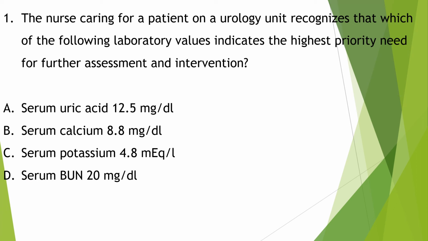Normal uric acid values for adults are in the range of 3.5 to 8 mg per dL. So values greater than 12 mg per dL are critical and warrant immediate intervention. Excess uric acid is termed hyperuricemia. It can result in the development of gout, an inflammatory arthritis caused by uric acid crystals in the joints, and in severe cases can cause renal damage. All the other values listed here are within normal limits.